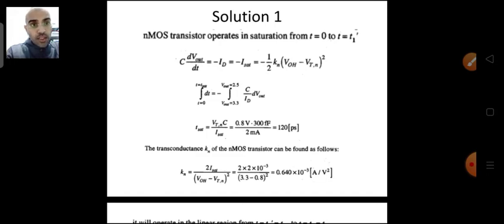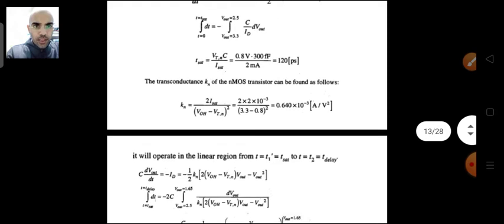Let's move on to the other equation. In the other equation we will require Kn as well. Because the saturation current was already given, we don't require Kn to solve this equation. But later on, to use the equation of drain current in the linear region, we will require Kn. So we can calculate Kn from whatever is given to us.